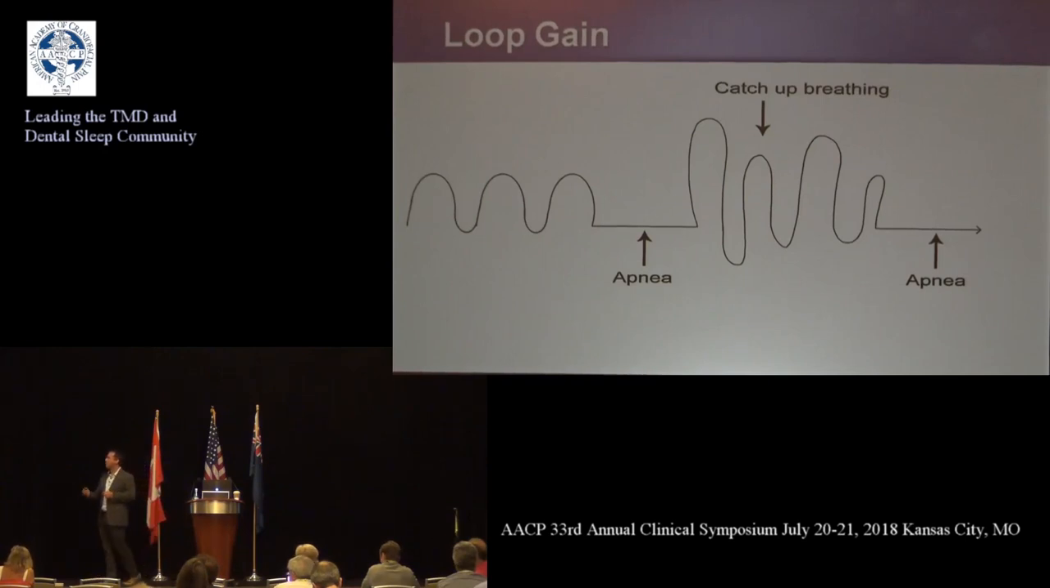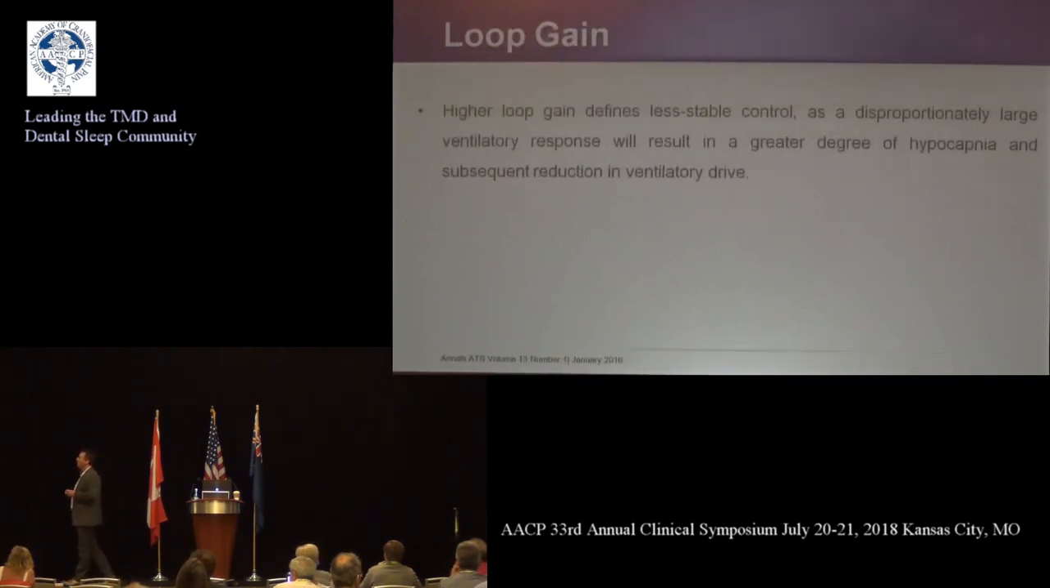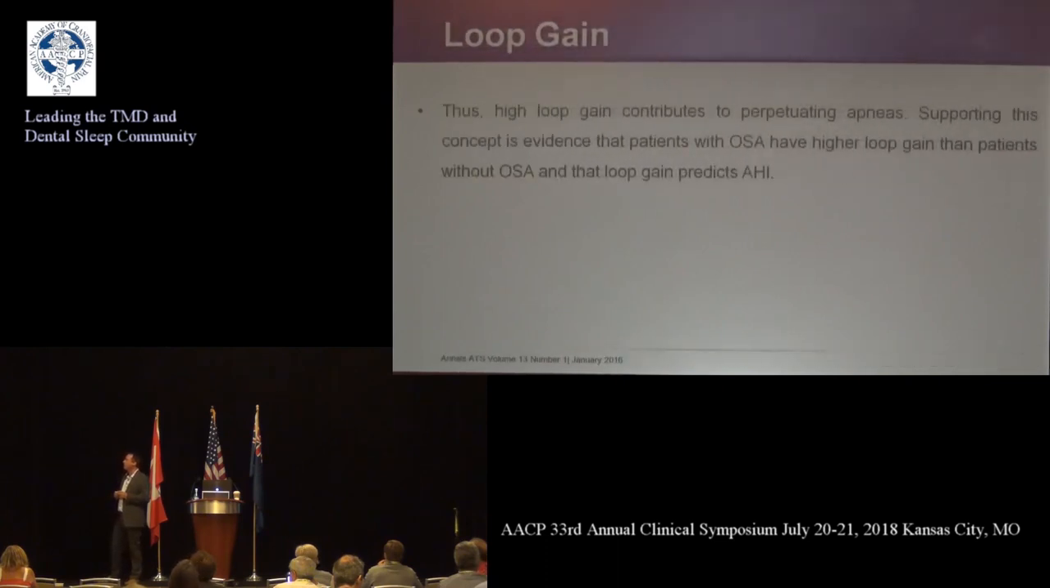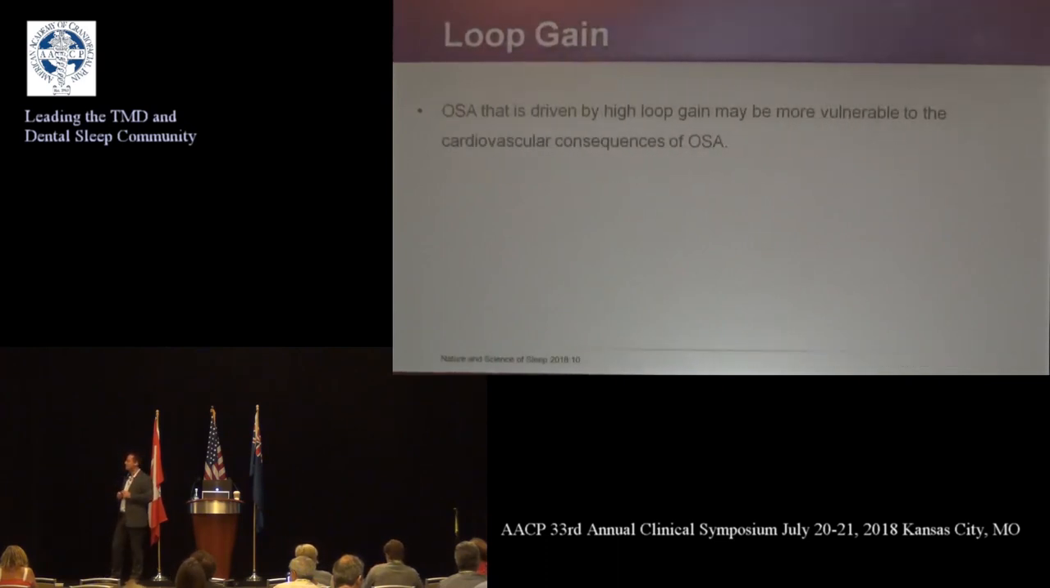So you have somebody with obstructive sleep apnea whereby they stop breathing due to collapse of the upper airways. After they resume breathing, there's a period of catch-up time. But the catch-up breathing gets rid of too much CO2, which feeds into the next apnea, which is central. Higher loop gain defines less stable control, as a disproportionately large ventilatory response will result in a greater degree of hypopnea. So it feeds into it. Now, can you measure it?